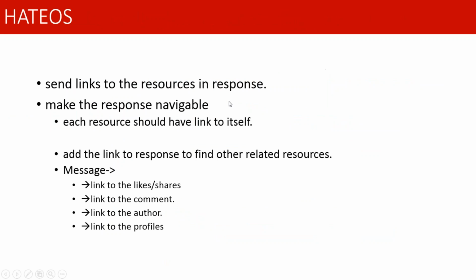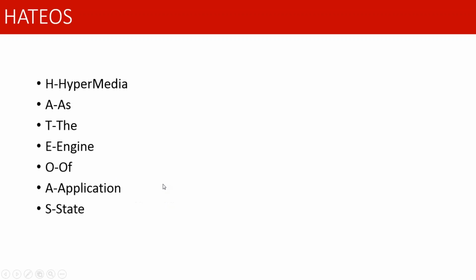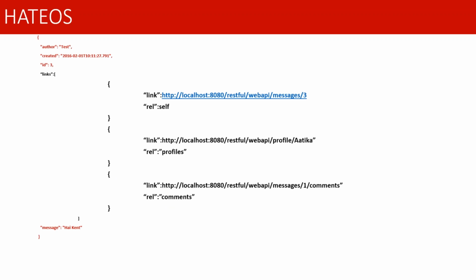So over here, send the link to the resource in the response, and make the response navigable. Each resource should have a link to itself. Add the link to the response to find the other related resources. If you have messages, you should have the link to the like and the share, link to the comment, link to the author who posted, and link to the profile. This is hypermedia as the engine of application state. So you have the author, a link to itself, link to the profiles, and link to the comments that have been posted.